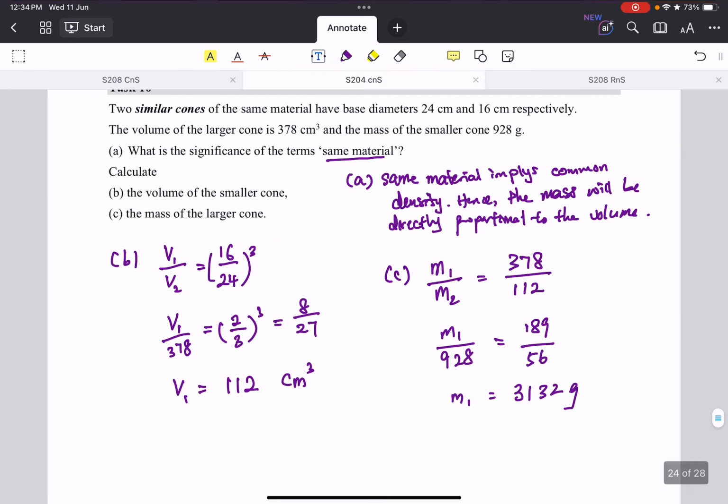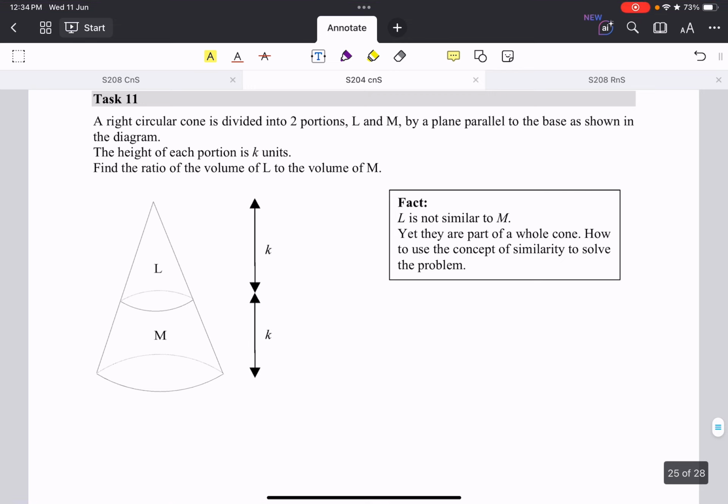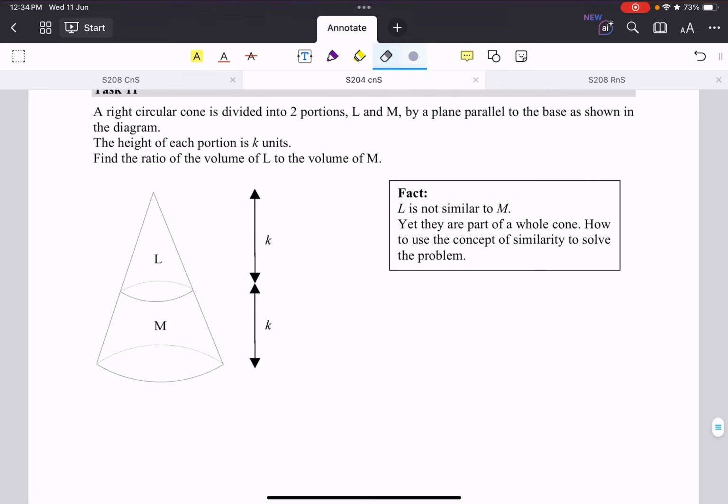Okay, now task 11. This time round, we have a right circular cone divided into two portions, M and L, by a plane parallel to the base. We basically cut the cone into two parts, not exactly halves, but with the same height. We want to find the ratio of the volume of L to M. L is not similar to M, obviously, but L is actually similar to L and M combined together.